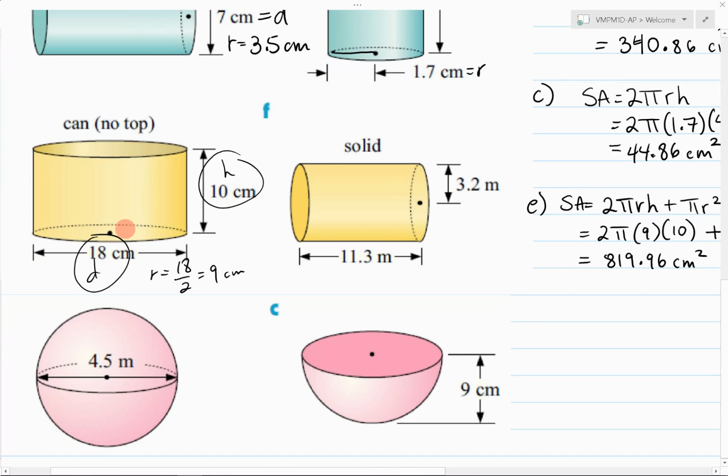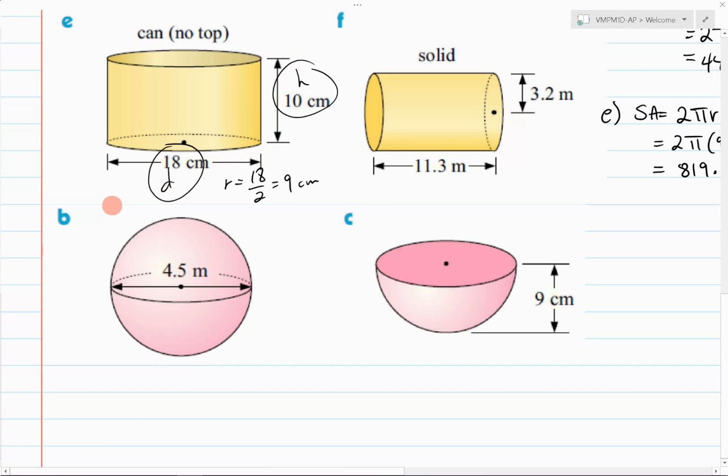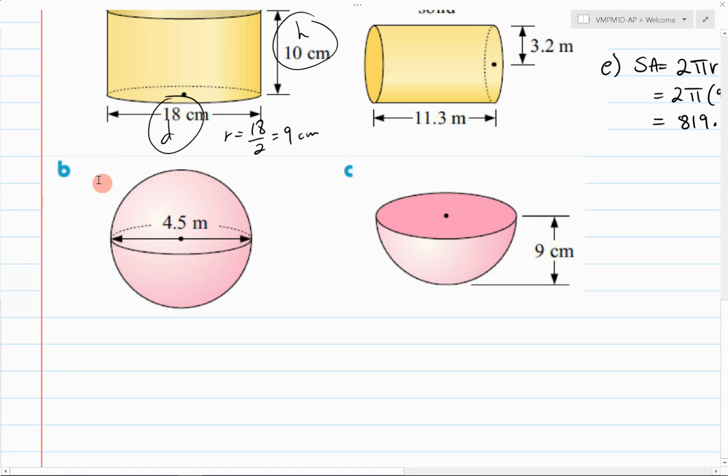Okay, so let's now talk about some spheres. So let's look at a couple of spheres here. So the surface area of a sphere has a special formula as well. And I'm going to give you that formula directly. It's area, or surface area, equals 4 pi r squared. And this is the formula that we're going to use to calculate the surface area of a sphere.